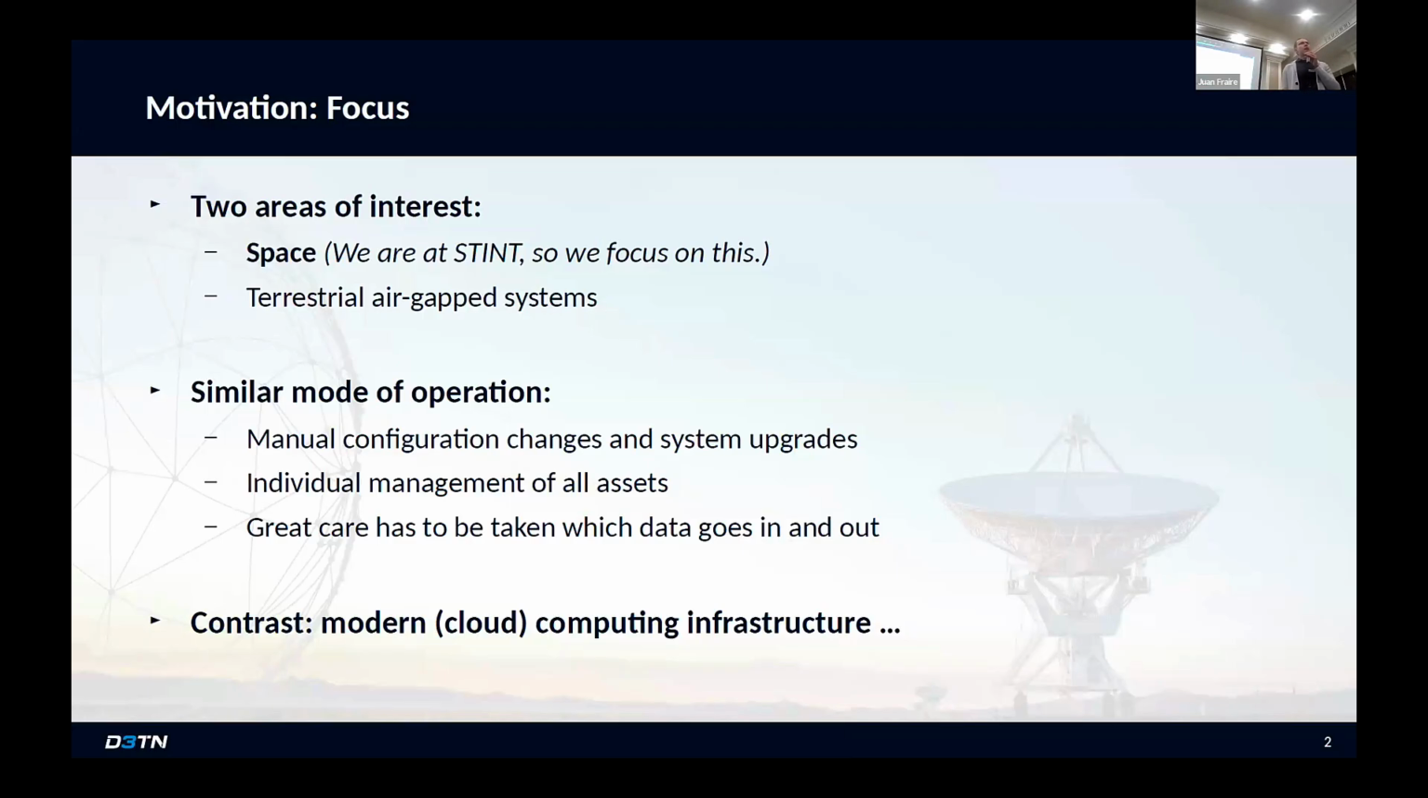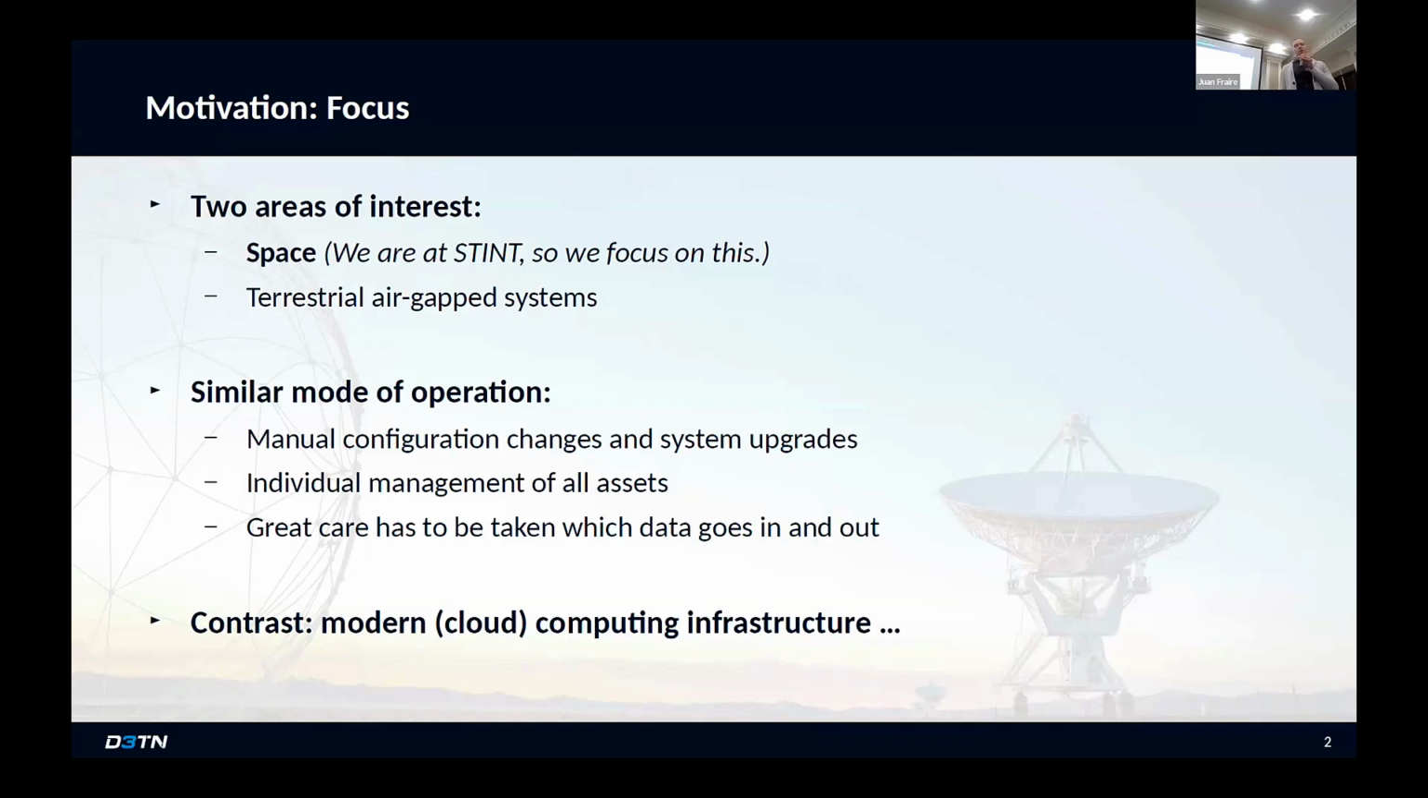And the second area of interest for us is called air-gapped systems. So this is basically infrastructure that is not connected to the terrestrial internet and has to be operated in a different manner. Because of that, for example, it's operating critical infrastructures like power supply companies, stuff like that.